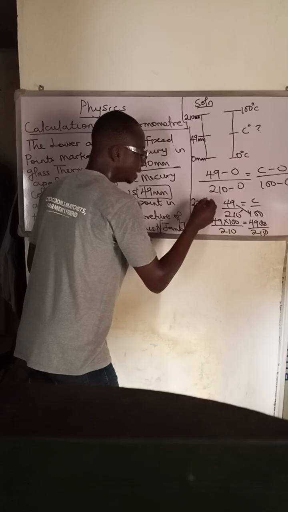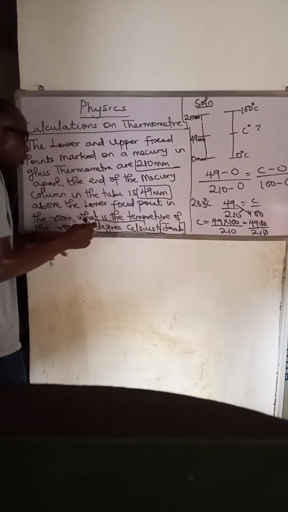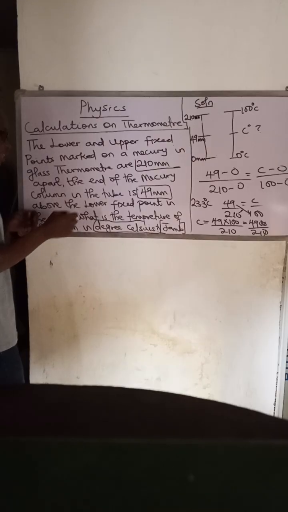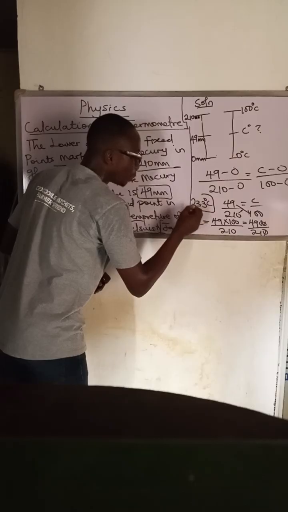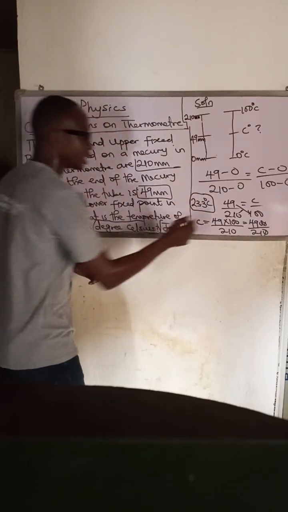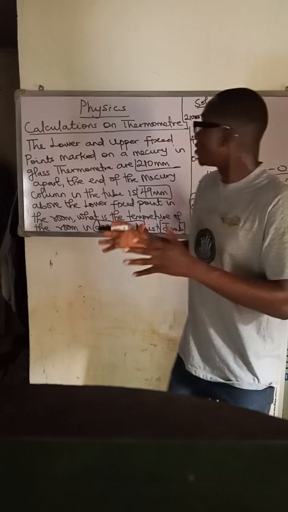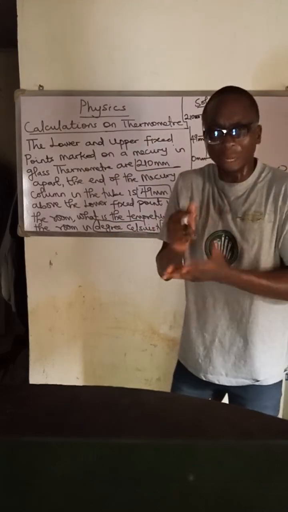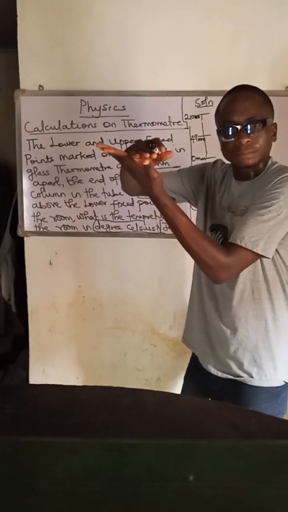23.3 degrees Celsius. Because they asked us to calculate for the temperature, right? The temperature in the room in degrees Celsius. That is why the answer is 23.3 degrees Celsius. This is how you solve questions when you are given questions under calculations on thermometer. First of all, you need to understand the steam point.